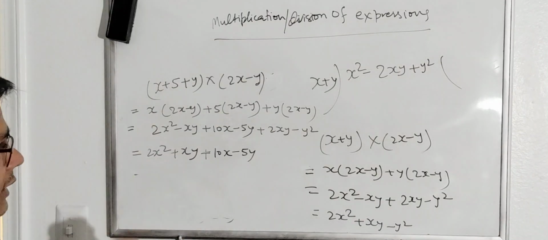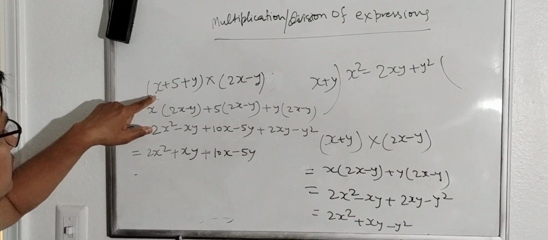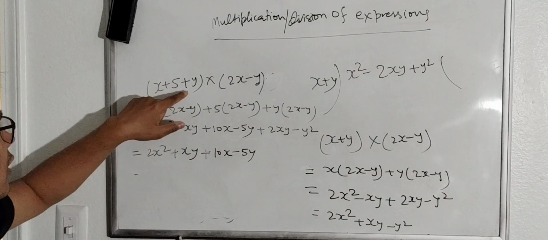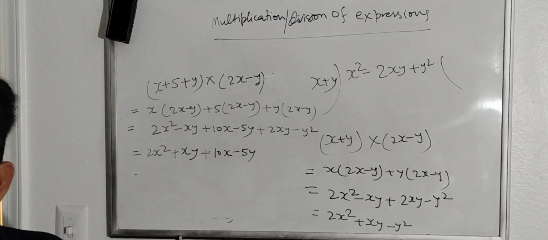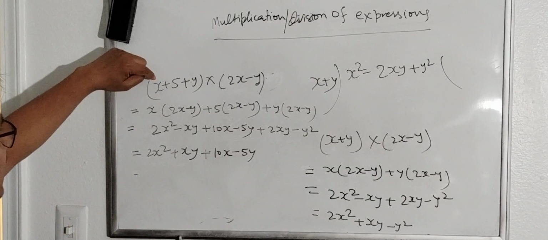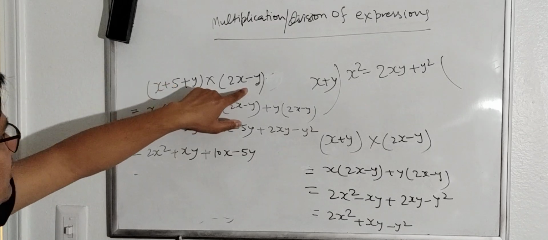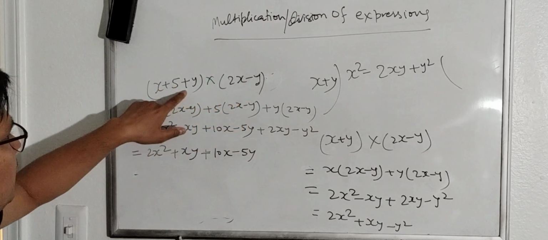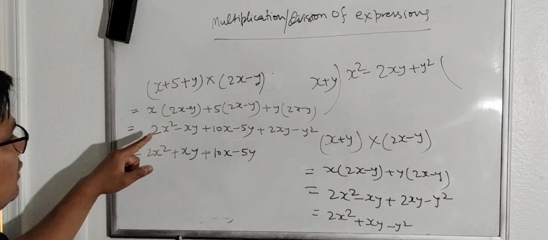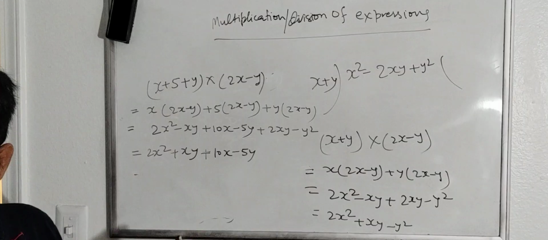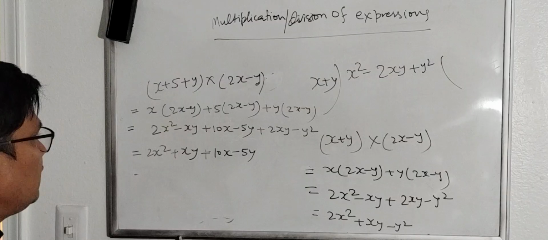So now let's recap. When you have two expressions, you have to multiply each term of the expression number 1 with the expression number 2. So that's why here we have 3 terms: x, 5 and y. What we did, we multiplied x to 2x minus y, plus 5 to 2x minus y, and plus y to 2x minus y. And then I simplified this, and then terms containing the same variable will be put together, either sum or difference depending on the sign.